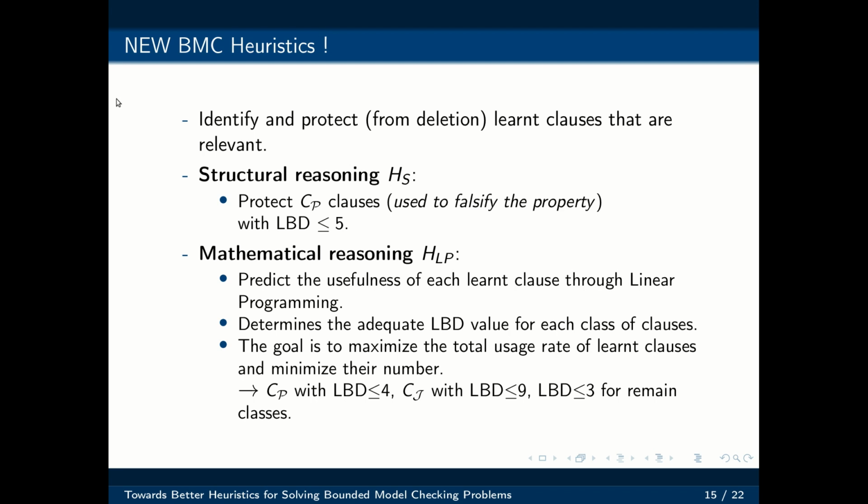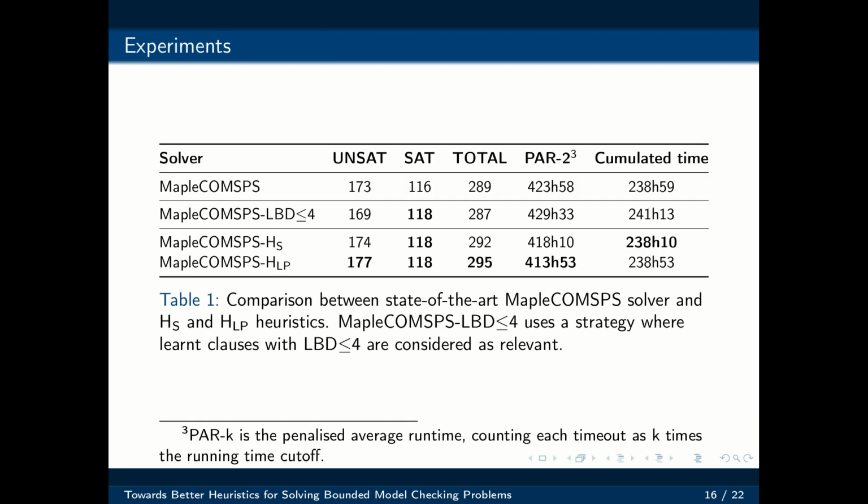The alternate solution of this approach is to protect clauses of class CP with LBD less than or equal to 4, the class CG with LBD less than or equal to 9, and remain the same configuration for the remaining classes. We present the result of our experiments using Maple with the two proposed heuristics, HS and HLP. The table displays the number of unsat and sat solved instances, the total number of solved instances, the PAR2 metric used in all SAT competitions, and the cumulated time. The PAR2 metric computes the penalized average run time, counting at each timeout 2 times the running time cutoff.